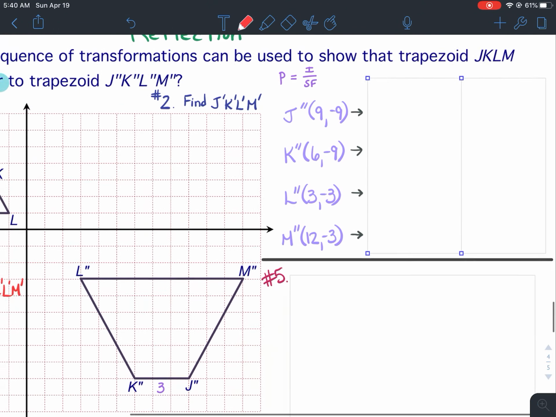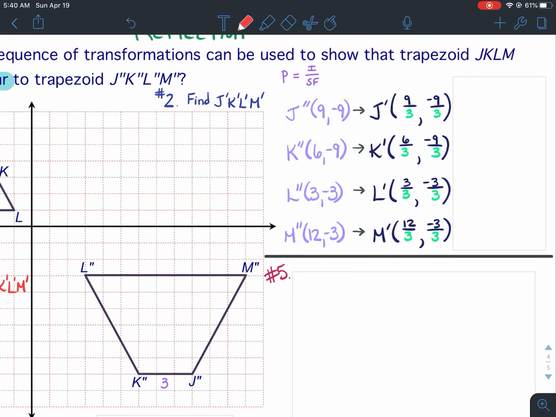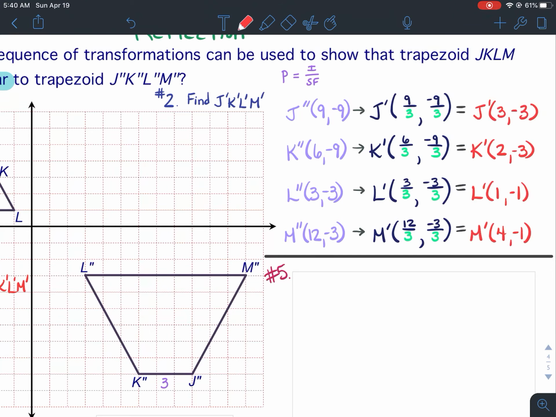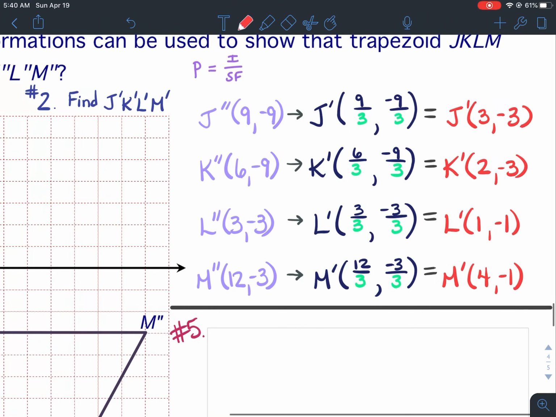Okay, so I'm going to take the double prime coordinates and I'm going to divide each of them by 3. So 9 divided by 3, negative 9 divided by 3, 6 divided by 3, negative 9 divided by 3, and so forth. And if you do that, you get J prime is at 3, negative 3, K prime is 2, negative 3, L prime is at 1, negative 1, M prime is at 4, negative 4. So take a moment, pause your video, get all of number 2, step 2 written down.